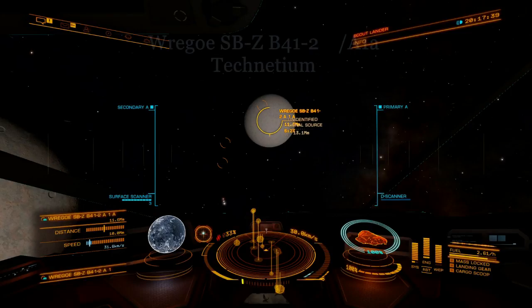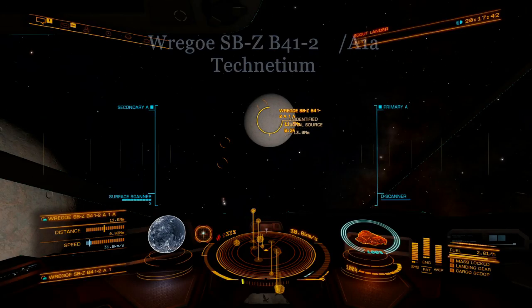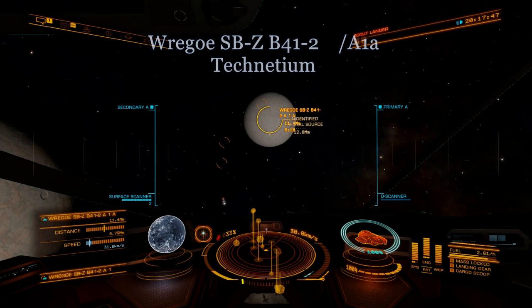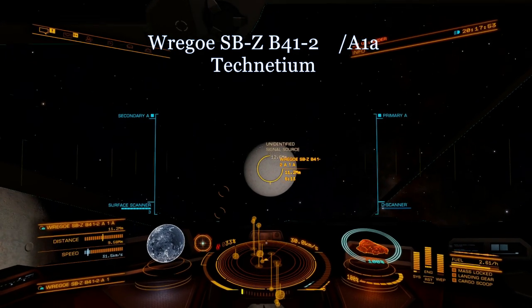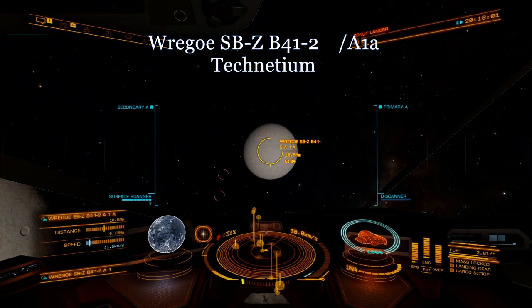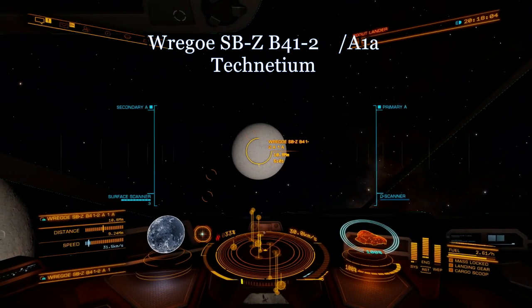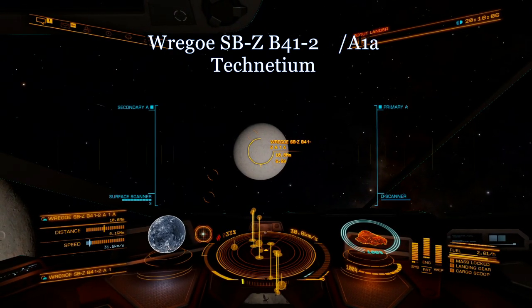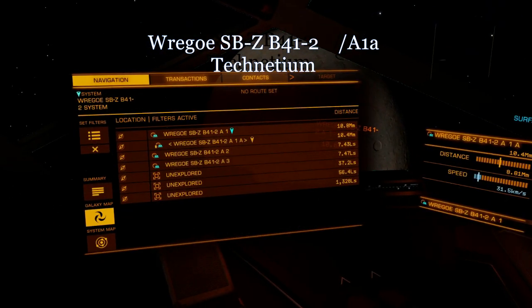All right, commanders. Today we're going to try to understand a little bit better about coordinate landing. So today I'm about to approach one of our planets for Technetrium, I believe it was called. I am at the system you see, WREGOE SBZB412A, and the planet at 1A. This is also in our squadron bookmarks.